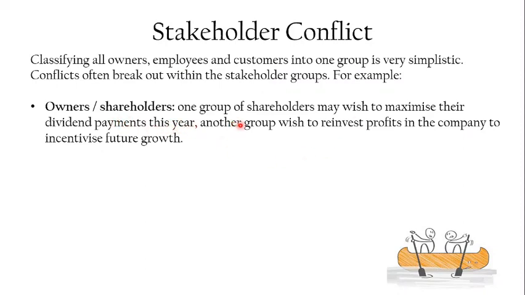One group of shareholders may wish to maximise their dividend payments this year, but another group may wish to reinvest profits into the company to incentivise the company's future growth. So there can be a conflict between owners and shareholders, between those two groups. One set of shareholders who are interested in long-term growth, one set of shareholders who want their money now, effectively.